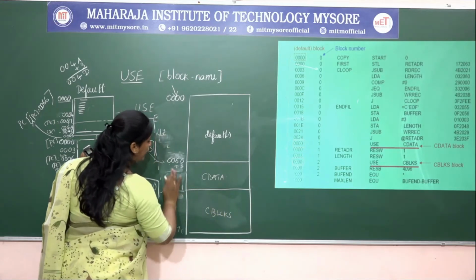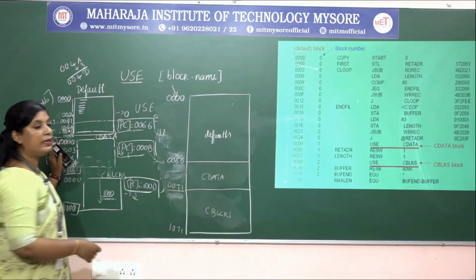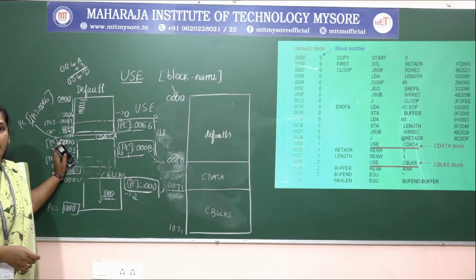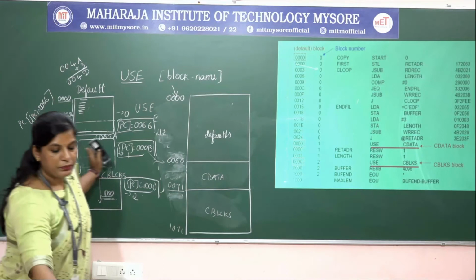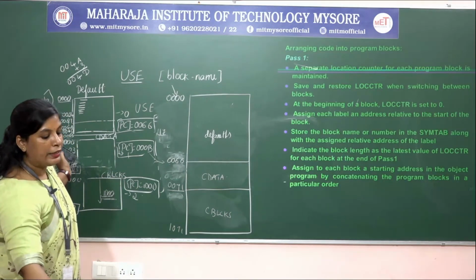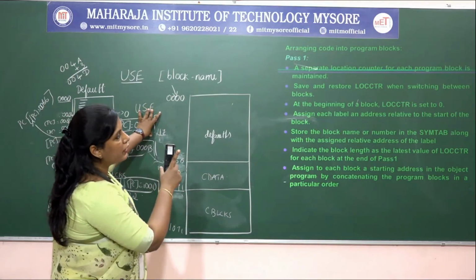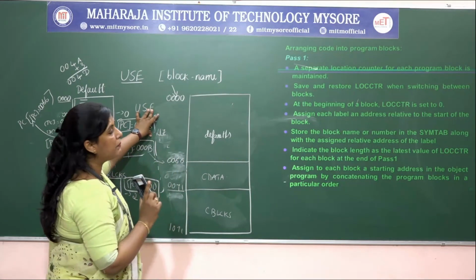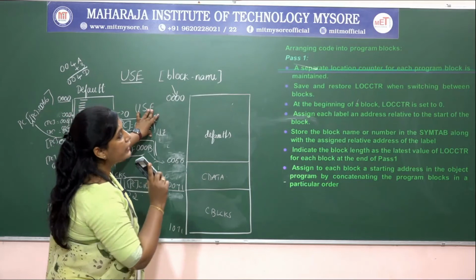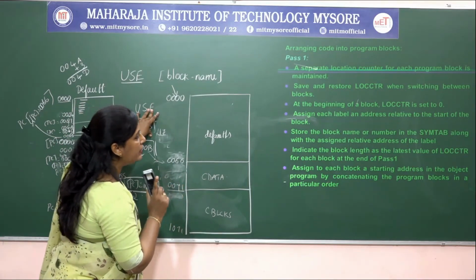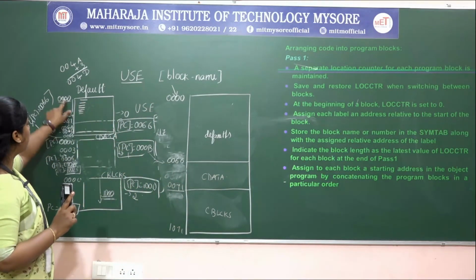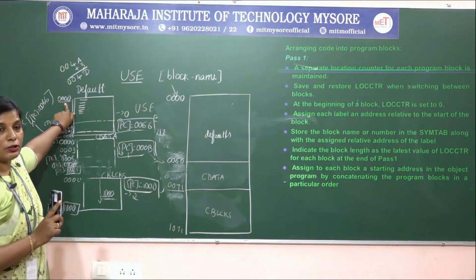C blocks will be there. So this is how the data is going to be organized in the memory. During pass 1, it maintains a separate memory location counter for each program block. Each block will start from the memory location 000 only.